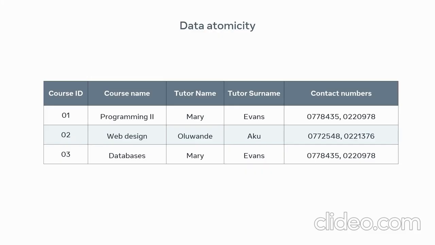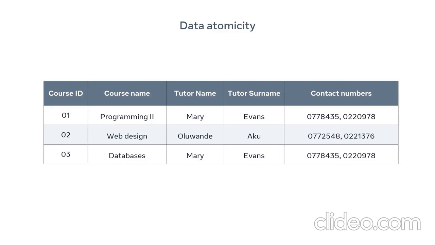To demonstrate data atomicity, I've built an unnormalized table called course table within a college database. It includes information about the college's computing courses along with the names and contact details of the course tutors. And the course ID column serves as the table's primary key. However, there are multiple values in each row of the contact number column. Each row contains 2 contact details for each tutor, a cell phone number and a landline number.